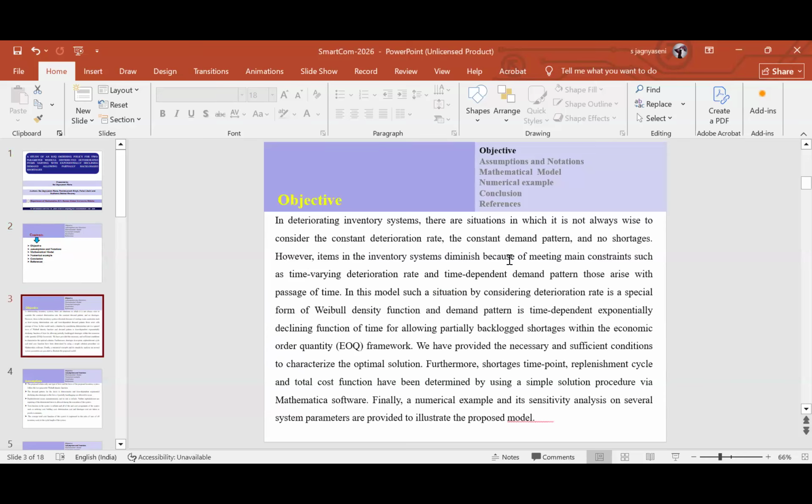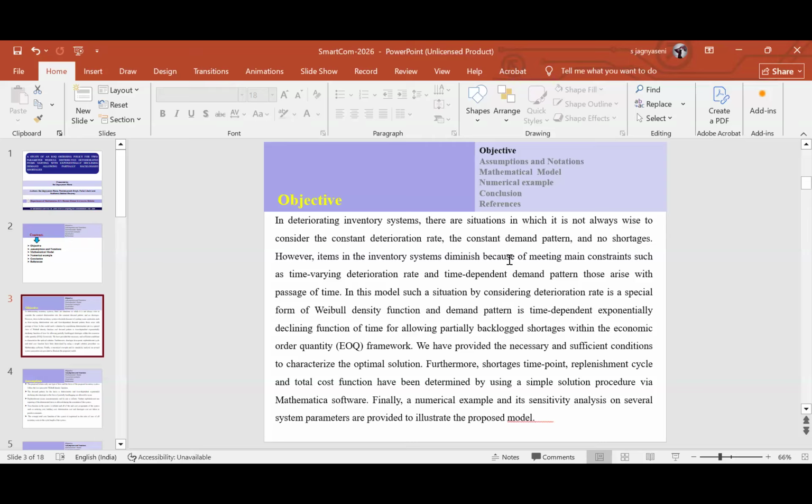First is the objective. In a deteriorating inventory system, there are situations in which it is not always wise to consider a constant deterioration rate, a constant demand pattern, and no shortages. So this paper models such a situation by considering the deterioration rate as a special form of variable density function, and the demand pattern as a time dependent exponentially declining function of time, allowing partially backlogged shortages.